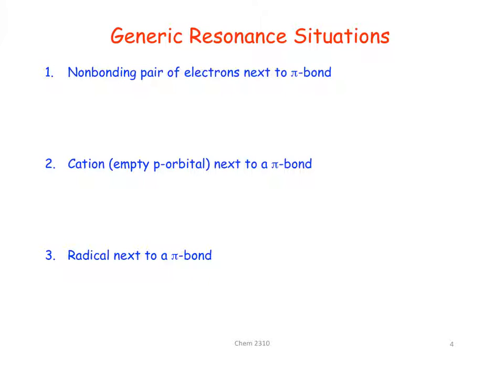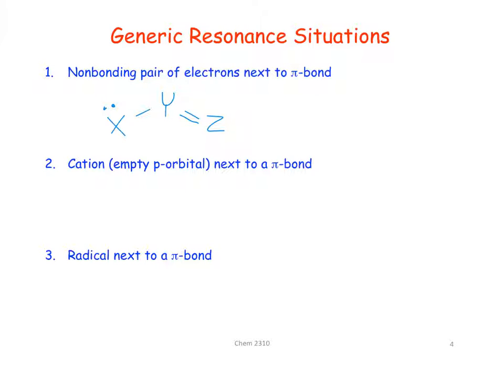Okay, the first situation is where we have a non-bonding pair of electrons on an atom next to a pi bond. I'm just going to do these in a generic sense. We're going to have X, Y, and Z, so three atoms connected to one another. They could be carbons, oxygens, nitrogens, things like that. In this first one, we have a double bond here, and a pair of electrons on the X atom, a non-bonding pair of electrons on an atom next to a pi bond.